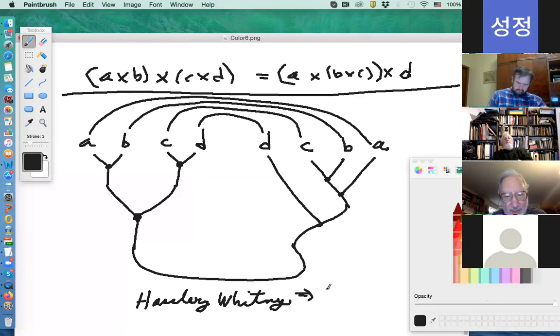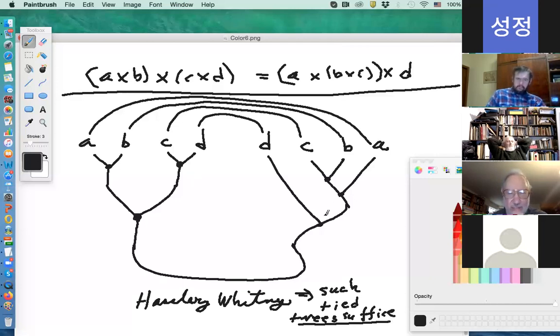implies that such tied trees suffice. So if you can show that you can color tied trees of this form, then you will prove the four-color theorem. And tied trees of this form become expressions like this in the vector cross product algebra. So those are some aspects of background that I wanted to mention to you.